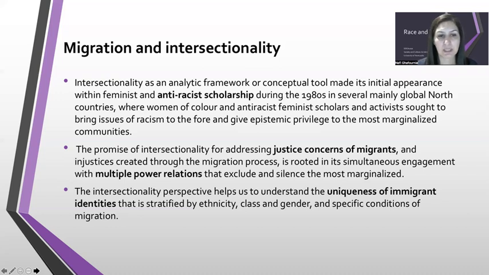The intersectionality perspective helps us understand the uniqueness of immigrant identities, which are stratified by ethnicity, class, gender, and the specific condition of immigration, as we will talk about in the next part. Not all immigrants are the same, and there are differences between immigrants based on the reason for immigration, and whether they chose to immigrate or it was forced immigration, like refugees and asylum seekers. So it looks at the uniqueness of the experience of each group of immigrants and refugees.